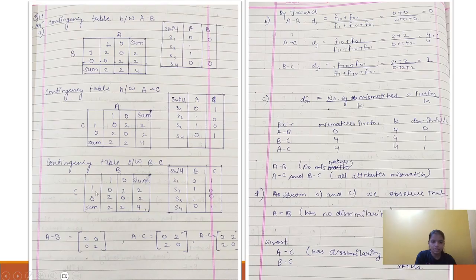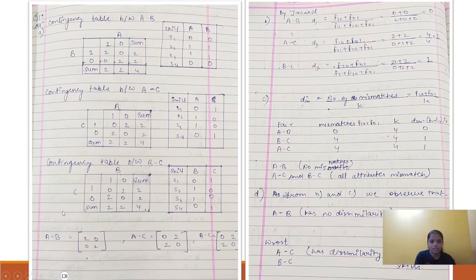Now where C is 1 and B is 0. Yes, C is 1, B is 0. There are two cases, so we will place here 2. Similarly, we will check for the 0, 1 and the 0, 0 cases, and adding the row and adding the column, we will get our sum as 4.